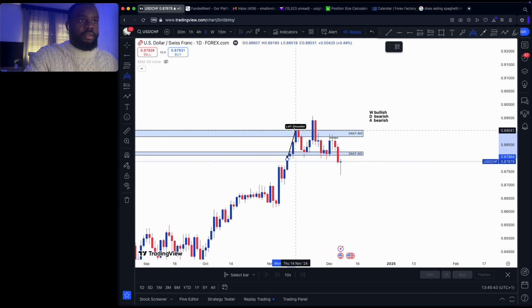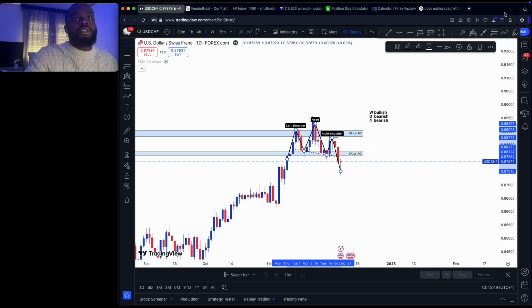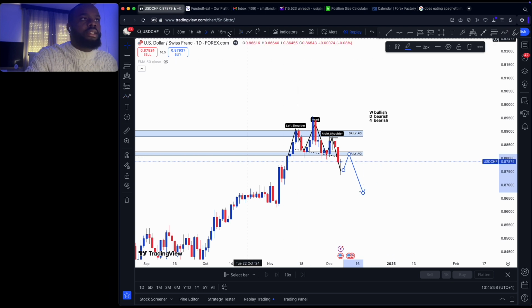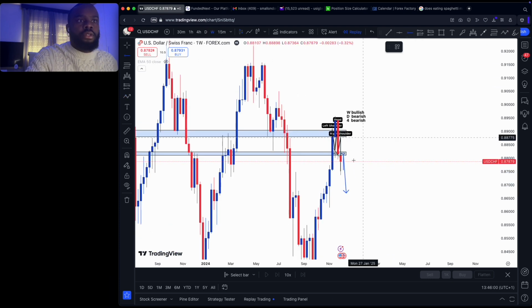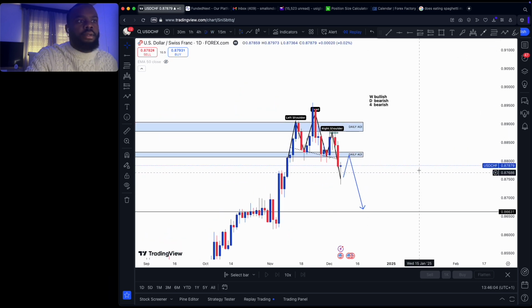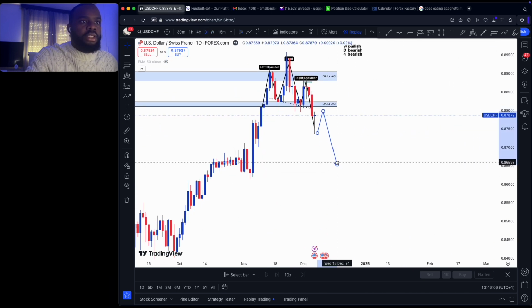Then the daily presented a very clean reversal pattern, which is this, and this is the breakout. Now what am I waiting for? I'm waiting for price to retest the neckline of the head and shoulders to take the price to the downside, to at least ride that price to this level. Let me check it on the daily. Yeah, to at least take price to this level here.